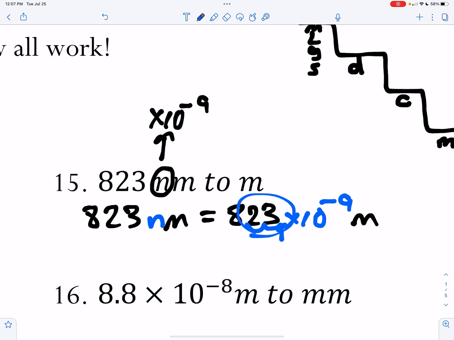So that number has to get bigger by the same number. So I'm moving this 2 factors of 10 smaller. That means I need to make this 2 factors of 10 larger. Well, what is 2 factors of 10 larger than negative 9? That'd be negative 7. So I would get 8.23 times 10 to the negative 7 meters.